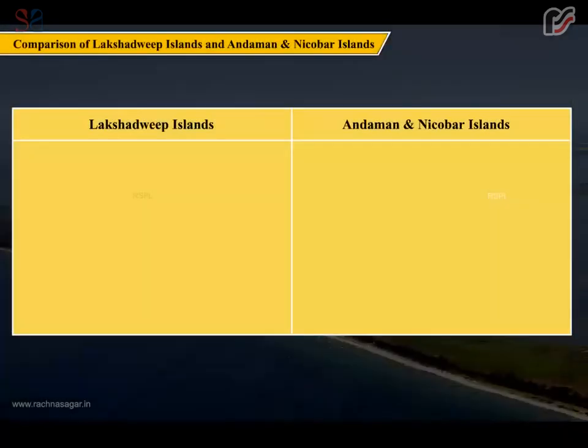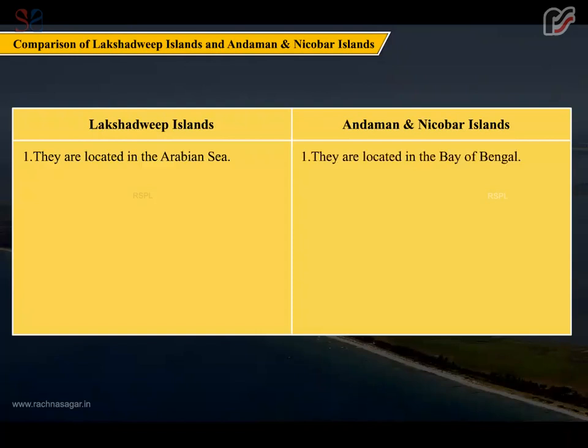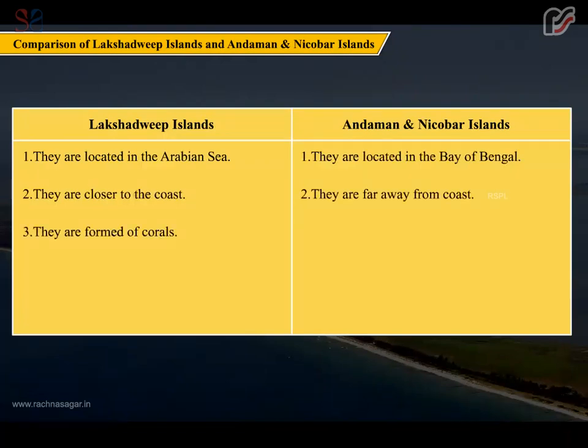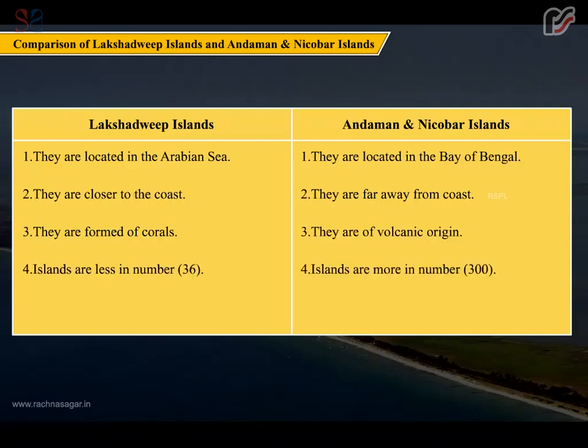Lakshadweep Islands, Andaman and Nicobar Islands. One: they are located in the Arabian Sea; they are located in the Bay of Bengal. Two: they are closer to the coast; they are far away from the coast. Three: they are formed of corals; they are of volcanic origin. Four: islands are less in number, 36; islands are more in number, 300. Five: Kavaratti is the capital; Port Blair is the capital.